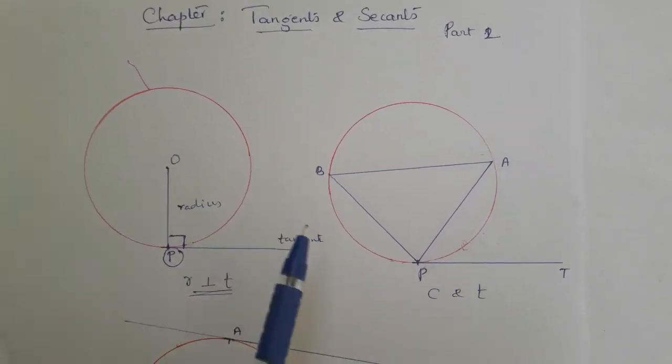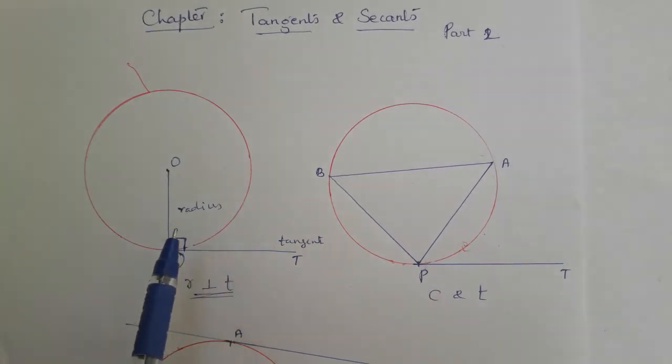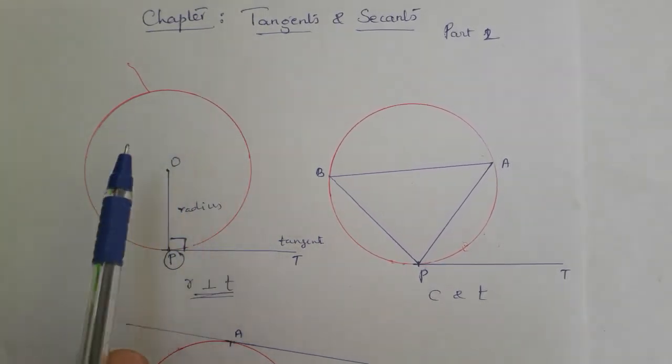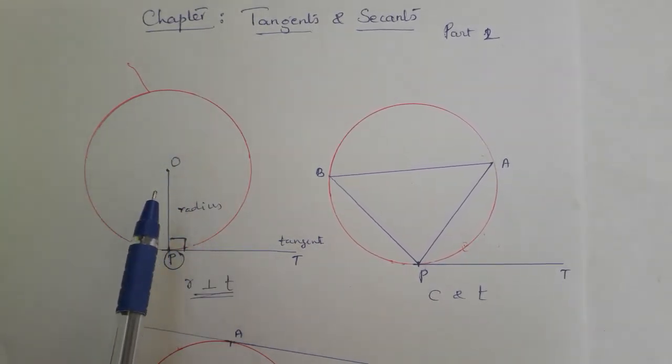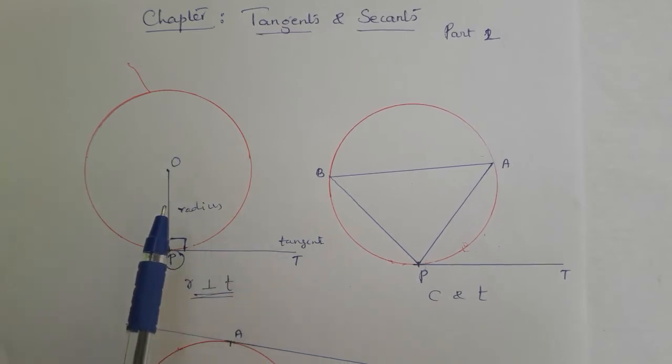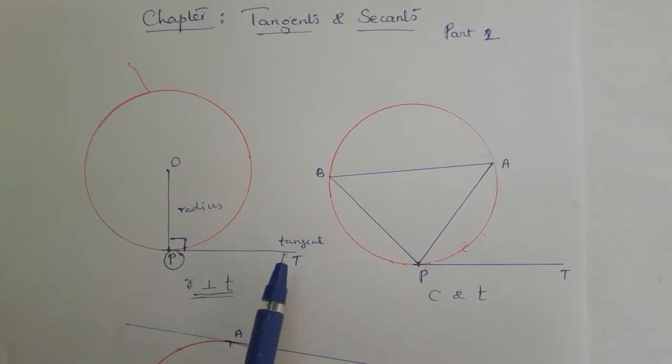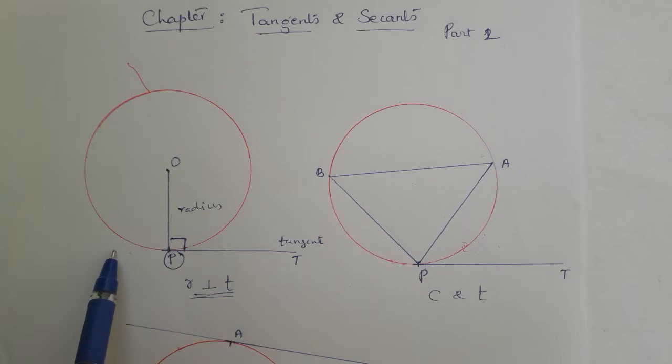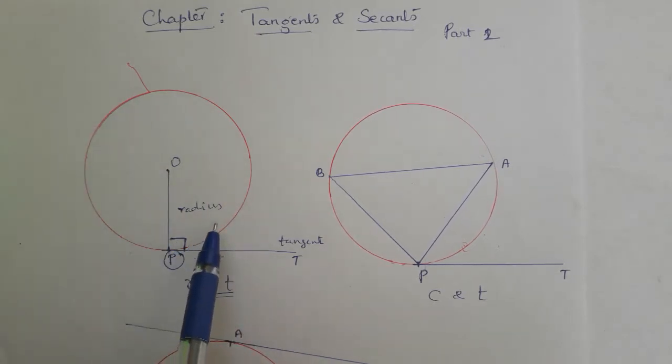The very first theorem of the tangents and secants chapter says that in a given circle, O is the center of the circle, and PT is the tangent. Remember, PT is the tangent. A tangent is a straight line which meets the given circle at one and only one point. PT is a straight line, and PT meets the circle at P. If PT is extended on the left-hand side, this line will not meet the circle once again. That's why it is called a tangent.